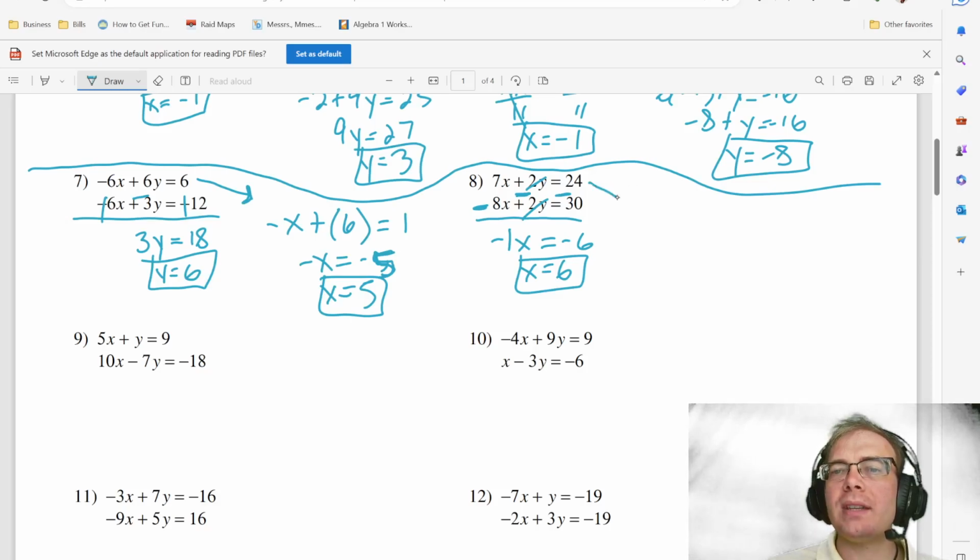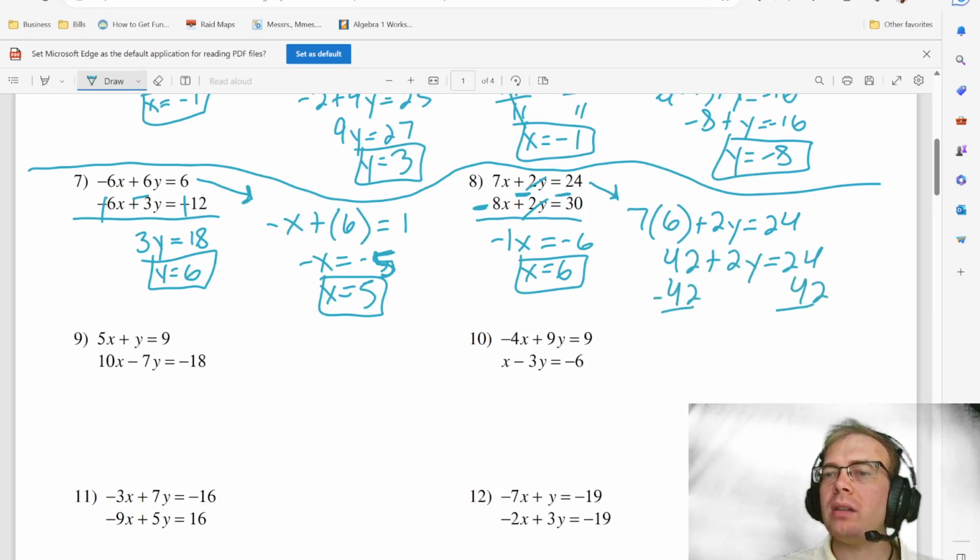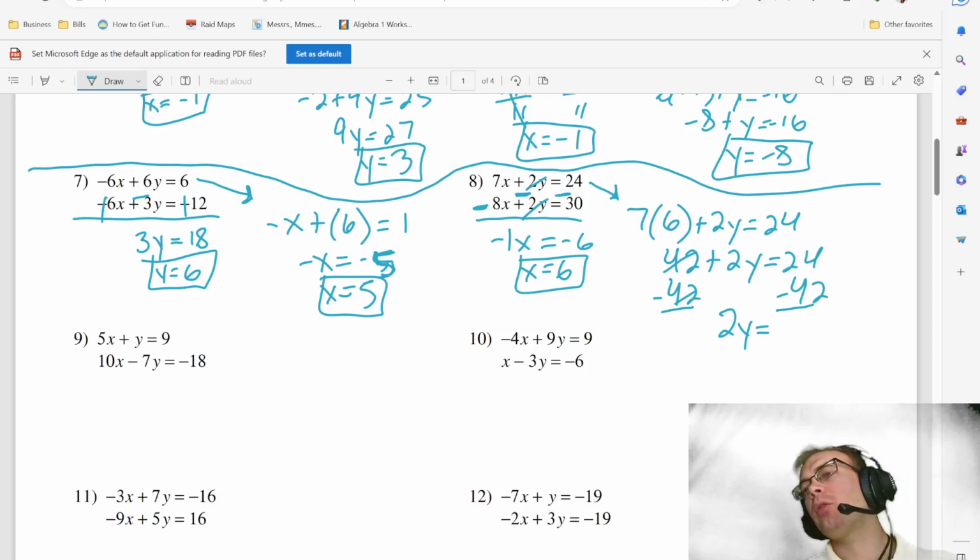Speaking of the top row, let's take the top row. It seems like it has smaller numbers, generally speaking. 7, 6, 2y, 24. 7 times 6 is 42, the answer to life, the universe, and everything. And then we want to subtract 42. Minus 42 on the left and right. 2y equals. And then we go 24 minus 42.